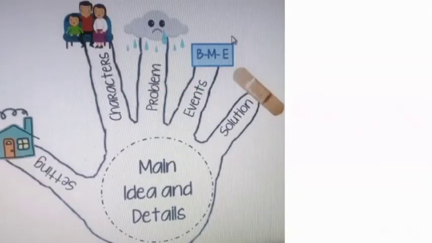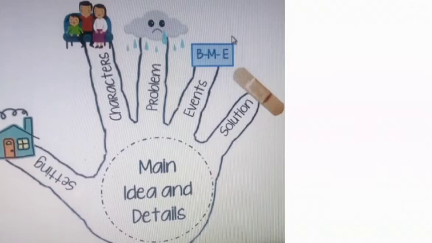So there are basically 5 elements that make a good story. The first is setting, second is character, third is problem, fourth is event, and the last is solution.